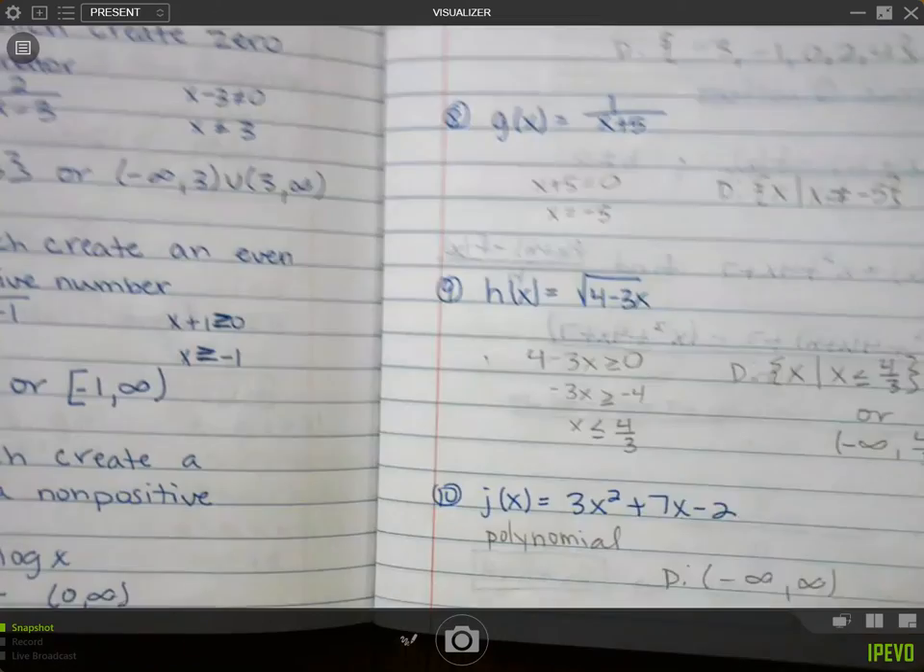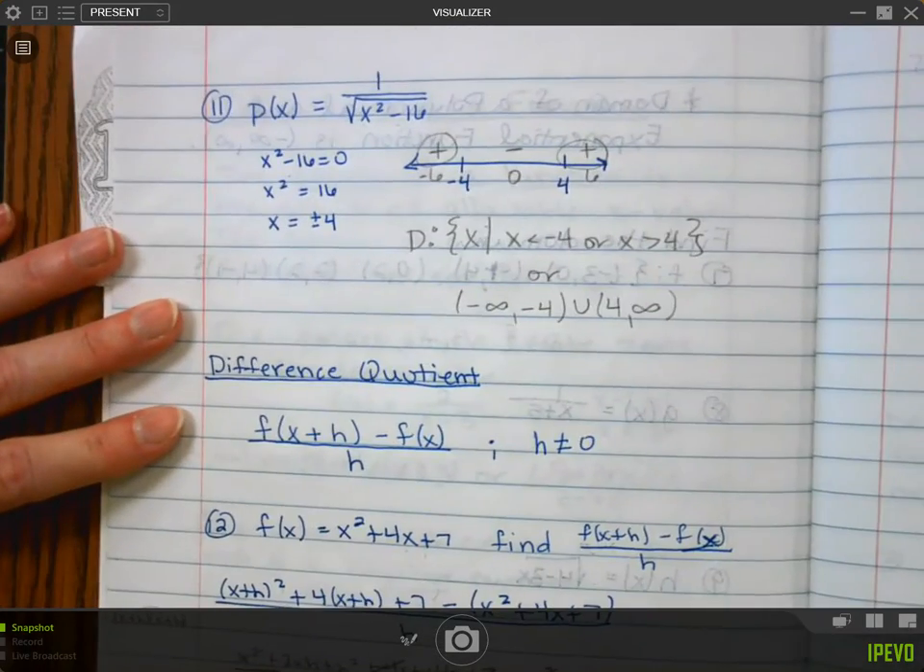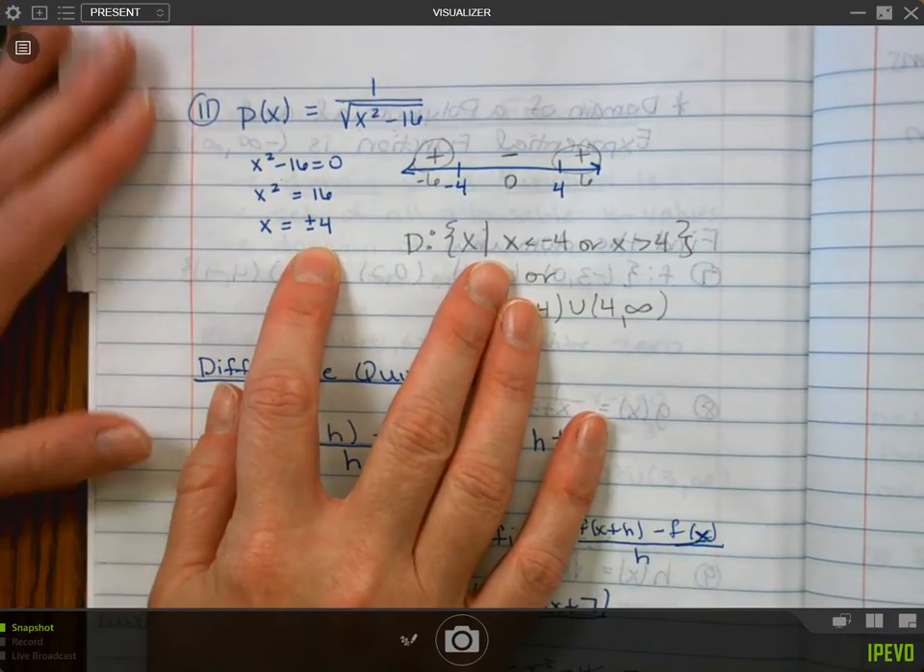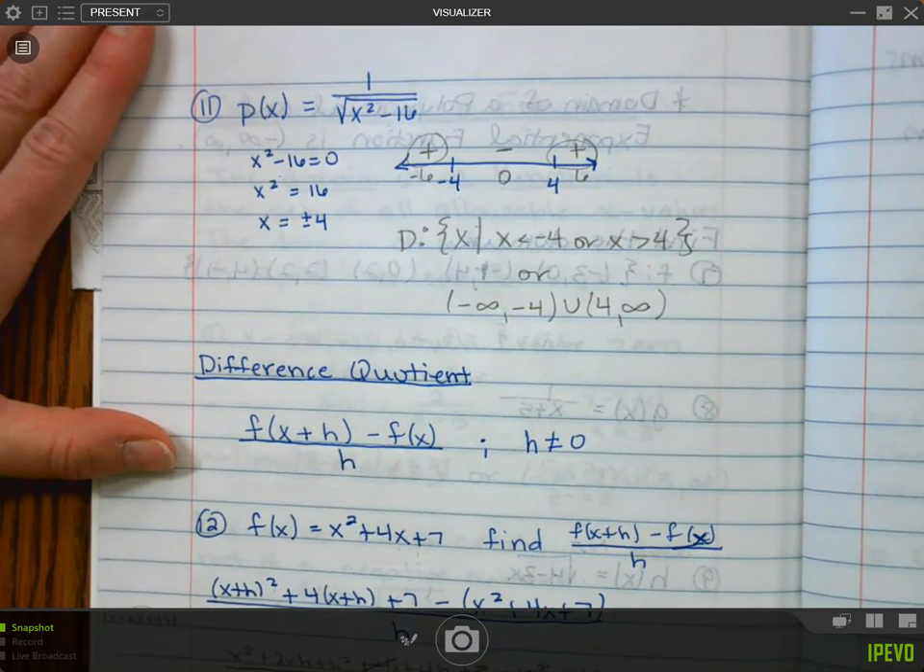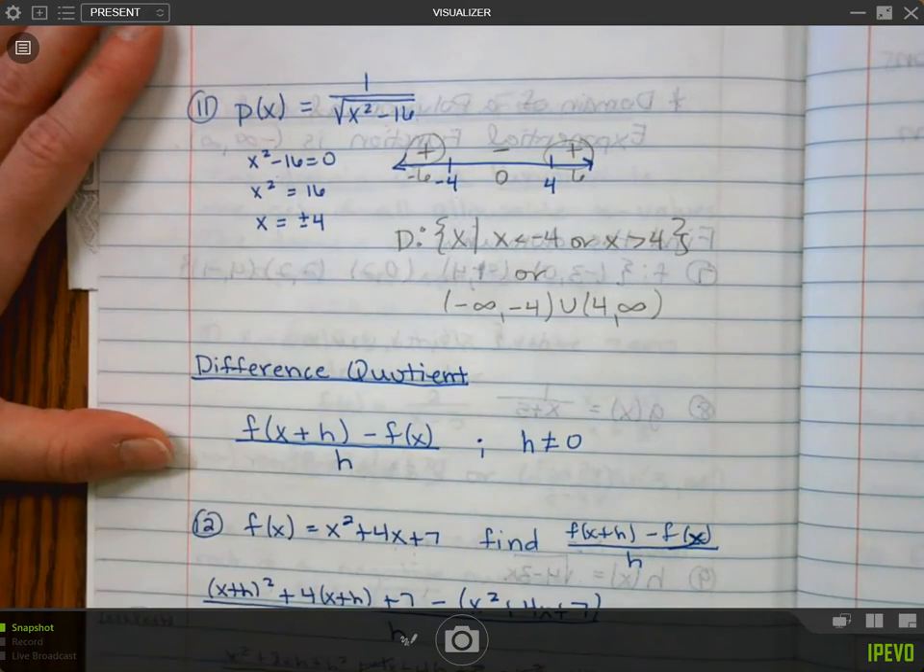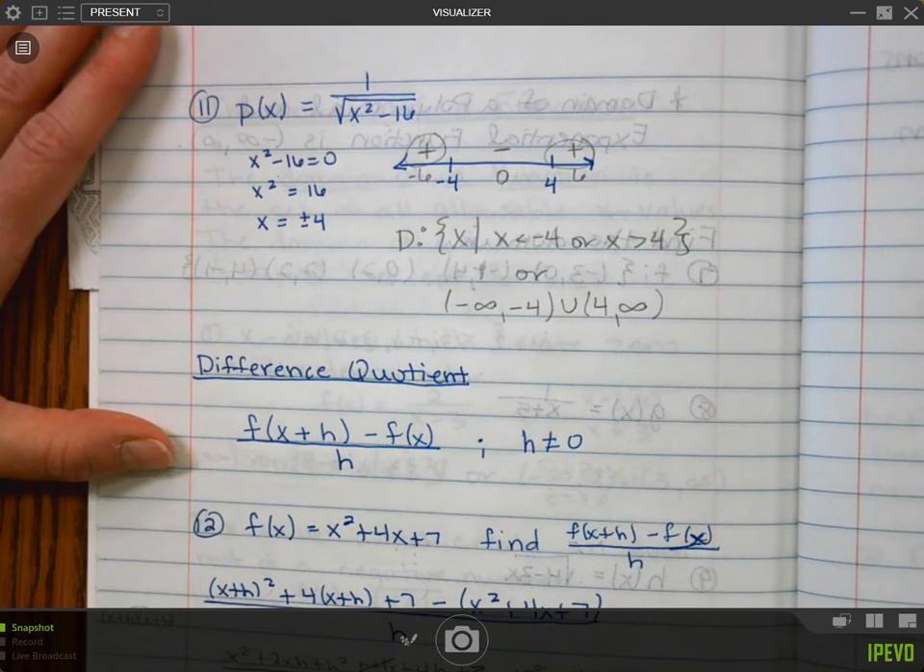All right, our next example makes us think about putting some things together. And that's going to happen on your assignment, so you've got to think about what's going on. So here, we actually include both of those restrictions. There's a variable in the denominator, and there's a variable under the radical.